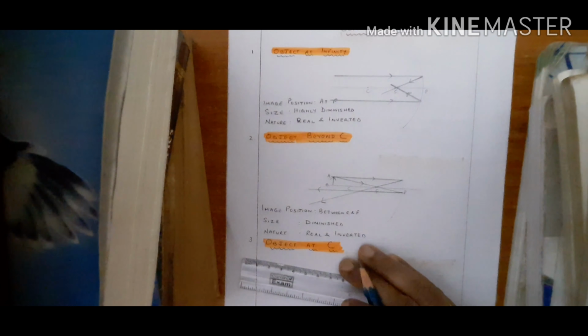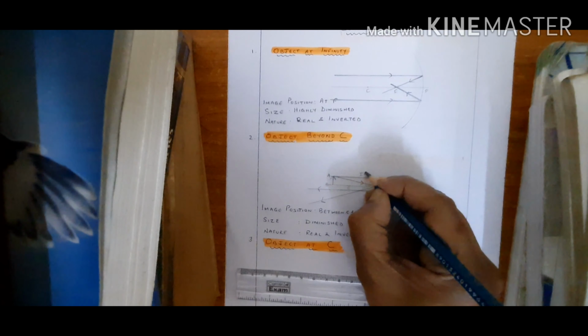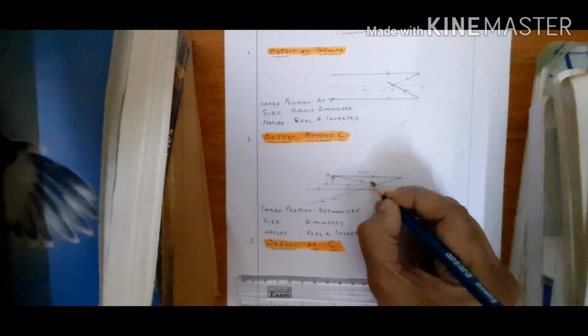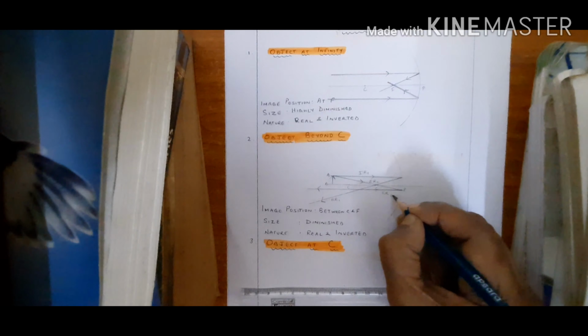Now, where are the 2 reflected rays meeting? This is the first reflected ray. This is the second reflected ray. If you want, I'll write over here. This is incident ray 1 and this is reflected ray 1. Next, this is IR2, the second incident ray, and this is RR2.